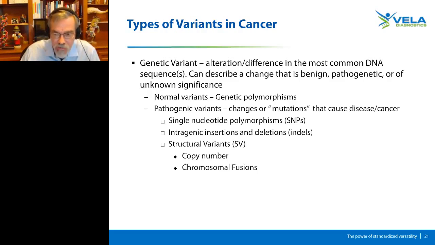These pathogenic variants can be divided up into a number of different classes. Single nucleotide polymorphisms, or SNPs, make up about 90% of the variants seen in the genome in cancer. Intragenic insertions and deletions, sometimes called indels, are often seen. These can be small to large. Also, structural variants, SVs, dot the landscape. These can be divided into two different types: copy number changes, as well as chromosomal fusions or translocations.